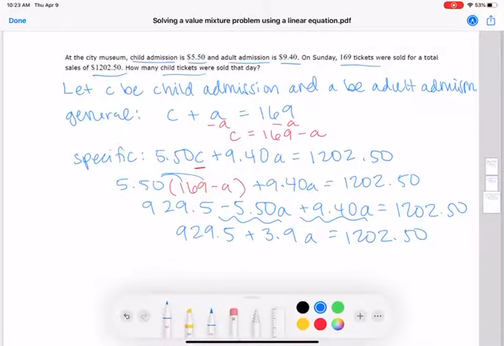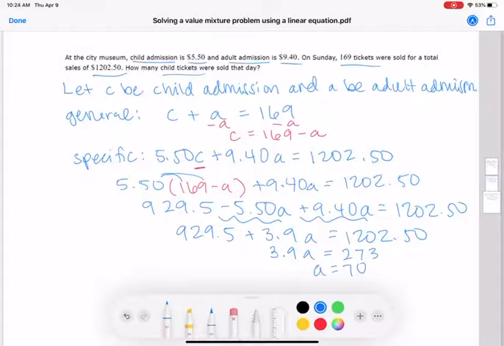We want to subtract that 929.5 from both sides. And if I do 1202.5 minus that 929.5, I get 273. And then to get that a by itself, just divide both sides by 3.9, and I get a equals 70.